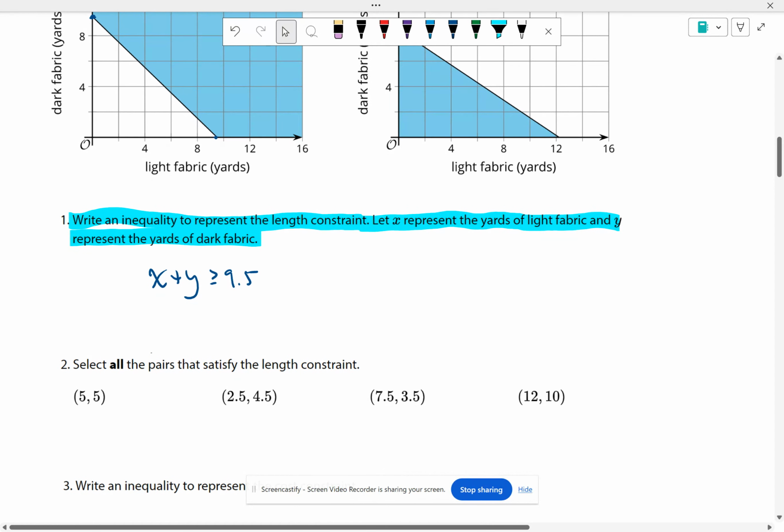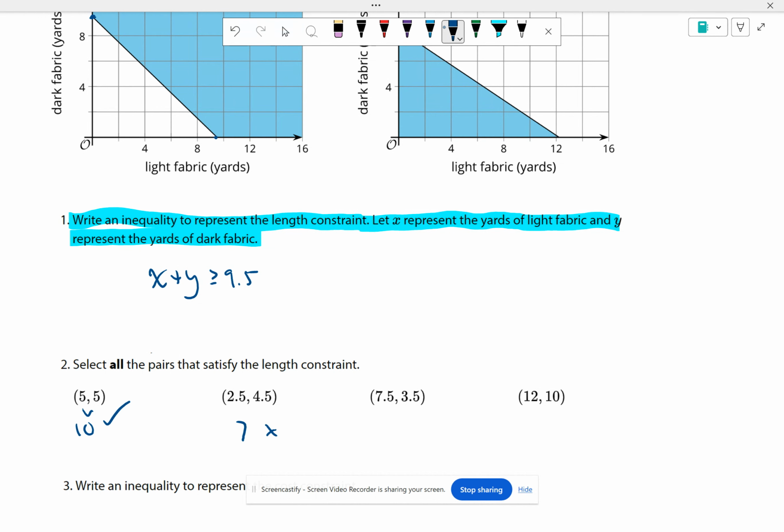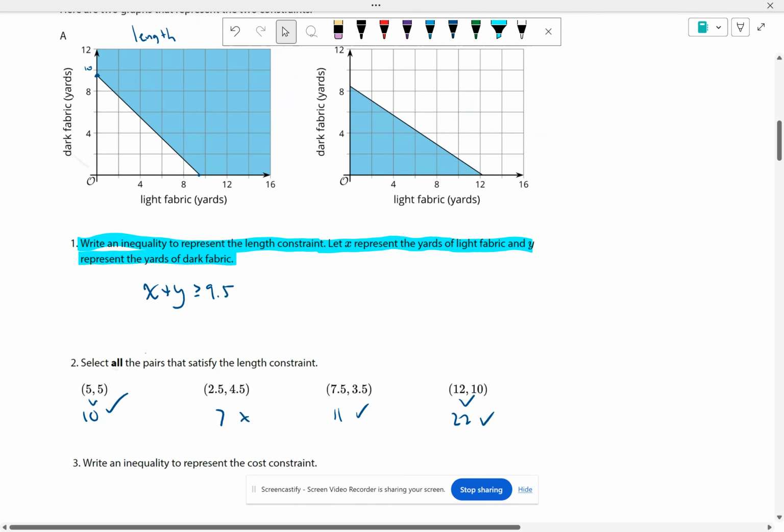So which one of these are going to be solutions to it? Well, we can just add them up. x plus y, 5 plus 5 in this case is 10. That's over 9.5. You betcha that's a solution. 2.5 plus 4.5, that's 7. That's not a solution, that's not 9.5 or more. 7.5 and 3.5, that's 11. That's definitely bigger than 9.5. And 12 plus 10, holy moly, that's certainly bigger than 9.5. Both of those numbers together or separately are bigger than 9.5. When you add them up, that's certainly enough yards for your quilting project.